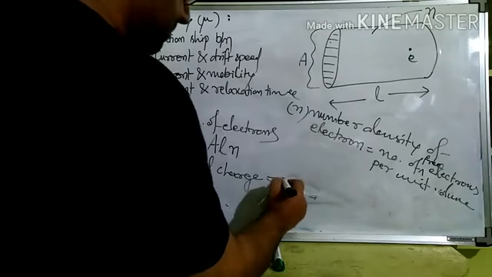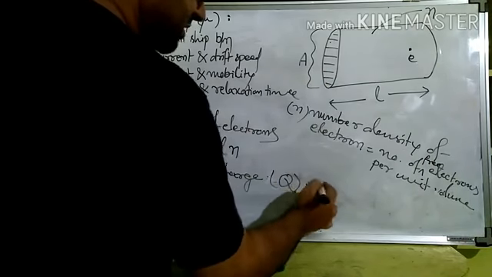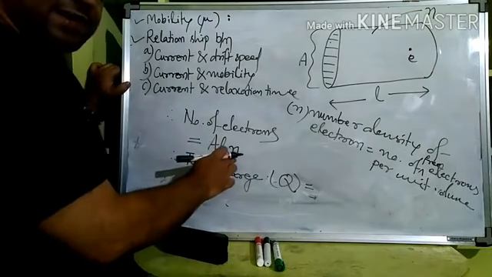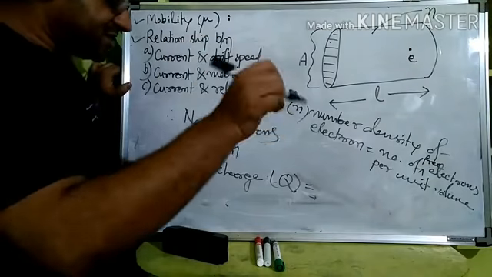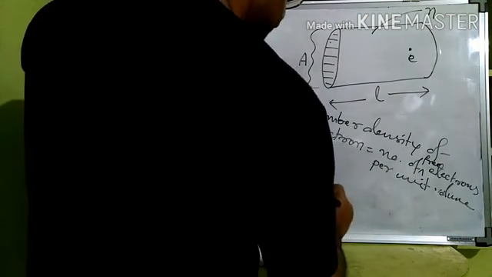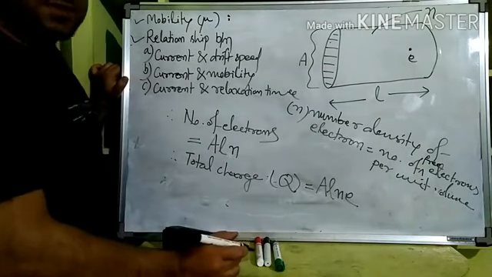Therefore, total charge in the conductor is how much? Let us say that is a capital Q is equal to, see, ALN is the total number of free electrons and charge on one free electron is E. So it is ALNE is the charge, isn't it?